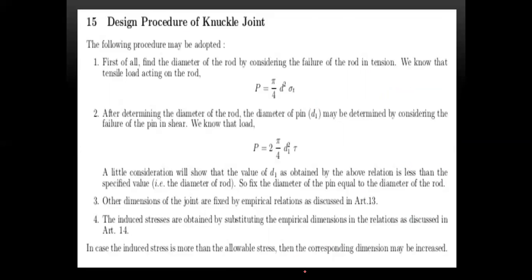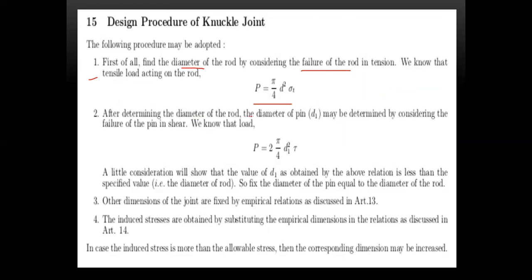What is the design procedure? The following procedure may be developed. First of all, you have to find the diameter of the rod by considering the failure of the rod in tension. So first we have to find the diameter of the rod, where P is equal to pi by 4 d square into sigma t.